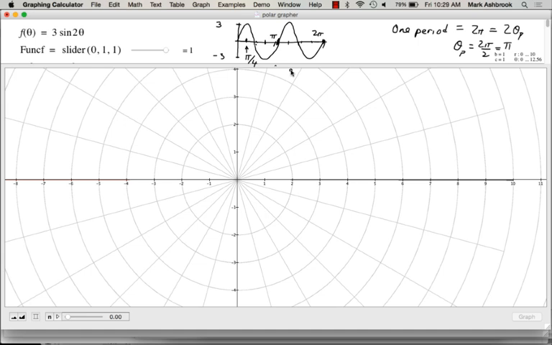So as we go from 0 to pi over 4, r goes from 0 to 3. You could sketch the first and last point: 0, 0, and then pi over 4, 3. Now we have to imagine the angle increasing through here, and as the angle increases, our r value increases. So it looks like this. As theta goes from 0 to pi over 4, r goes from 0 to 3.